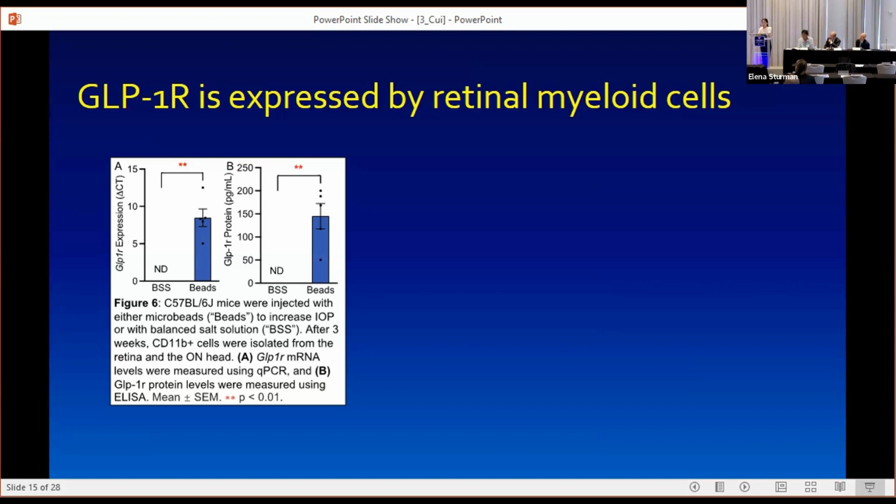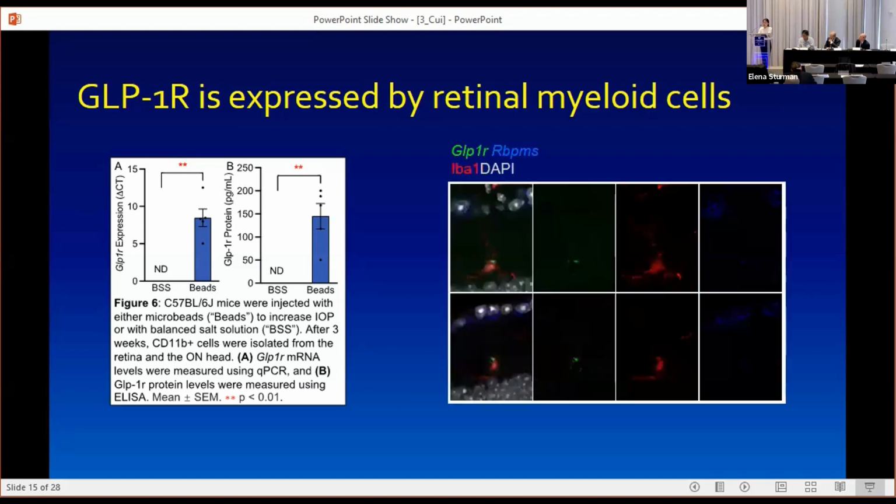Number one, we injected a bunch of animals with microbeads, and after injection, we isolated a CD11b positive cell population, which is enriched for monocytes, and we looked for GLP-1 receptor expression and protein in this isolated cellular population, and we were able to find them. Number two, we did a combination immunohistochemistry and in situ hybridization in retinas that were injected with microbeads and therefore had elevated intraocular pressure.